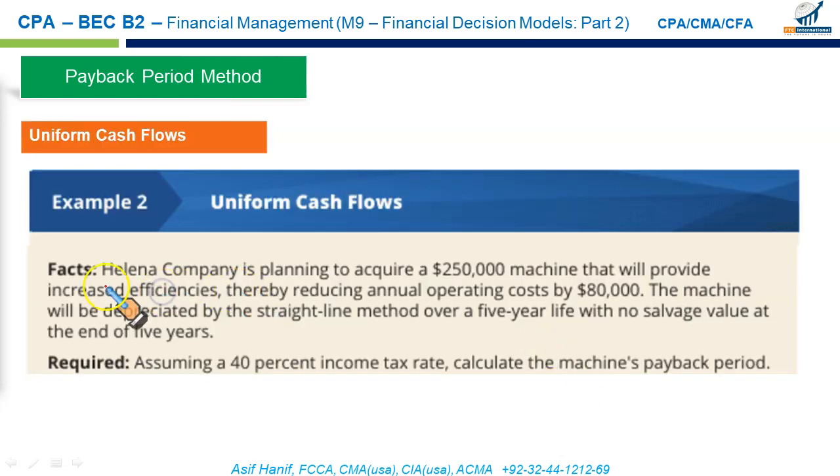Okay, here we go. Helena Company is planning to acquire a $250,000 machine that will provide increased efficiencies, thereby reducing annual operating costs by $80,000. Your operating cost would be reduced by $80,000. This is basically your saving. The machine will be depreciated by the straight line method over a 5 year life with no salvage value at the end of 5 years. Assuming a 40% income tax rate, calculate the machine's payback period.